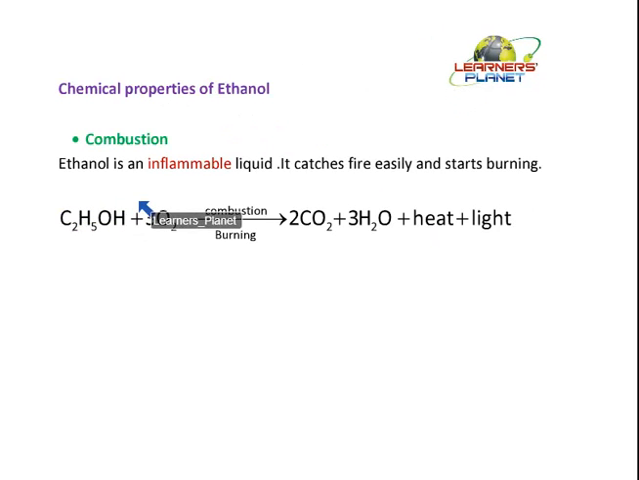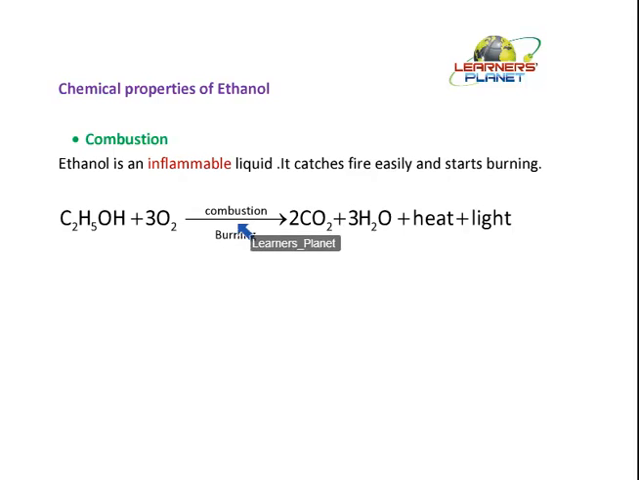Now let's take up its chemical properties, students. When I talk of chemical properties, what does this mean? I am talking about the type of reactions it is undergoing. So the first property is combustion. I told you what is combustion. It is burning of a substance in air, called as what? Combustion. Now ethanol is an inflammable liquid, that is, it catches fire easily and starts burning.